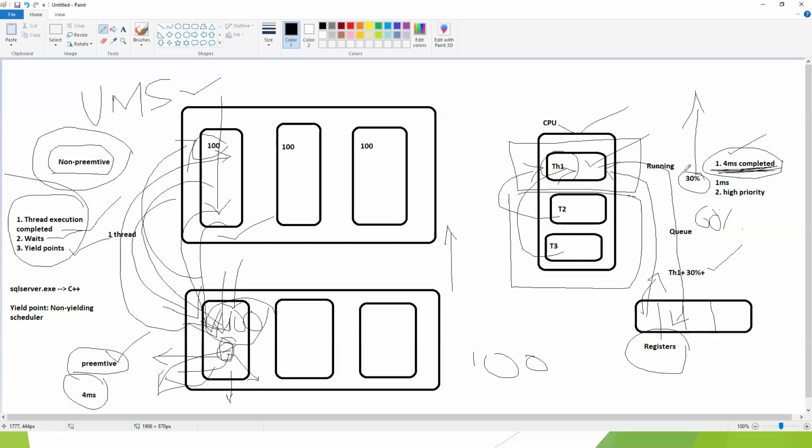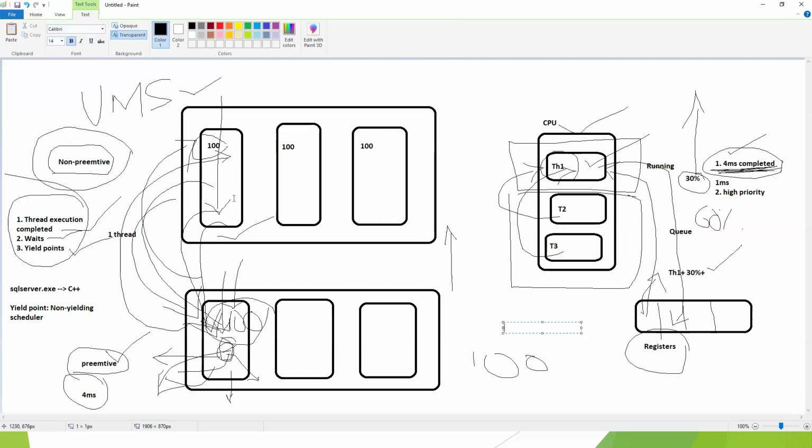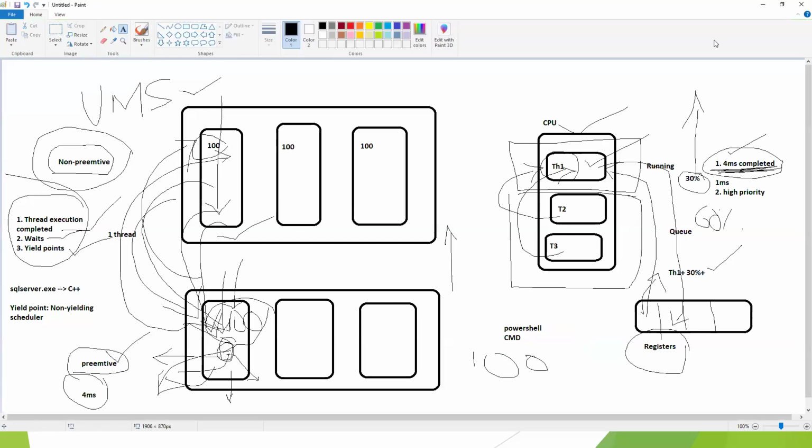Let's say, for example, you have other threads at the Windows level, right? From SQL, we are not sending any more threads if one thread is already sent. So what if there is a PowerShell thread or a CMD thread? There are some other threads in the queue at the Windows layer. If that is the case, that 4 milliseconds comes into play again.